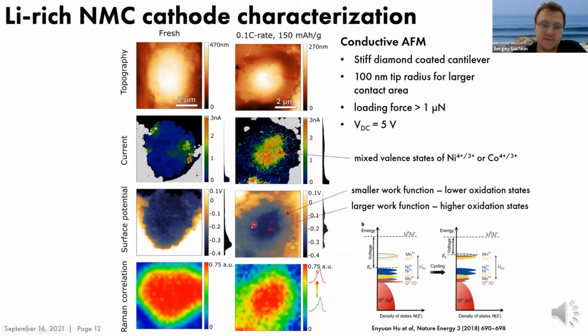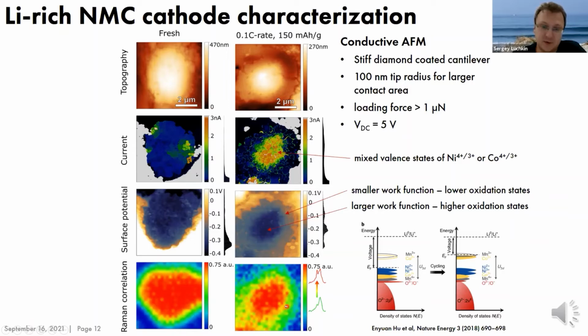And the core also has a lower surface potential, which corresponds to a larger work function. And the shell has a higher surface potential and a smaller work function. If you look at this density of states sketch, you can see that a larger work function corresponds to the case when lower oxidation states of transition metals are not occupied, while a smaller work function, which corresponds to the shell case, means lower oxidation states of transition metals are occupied and available for reversible redox.